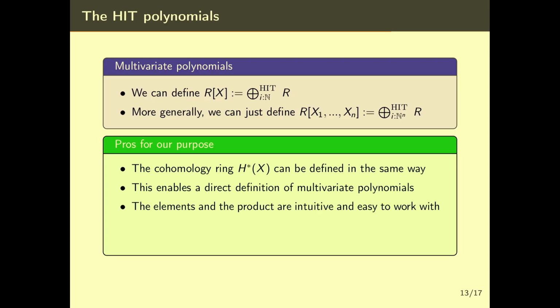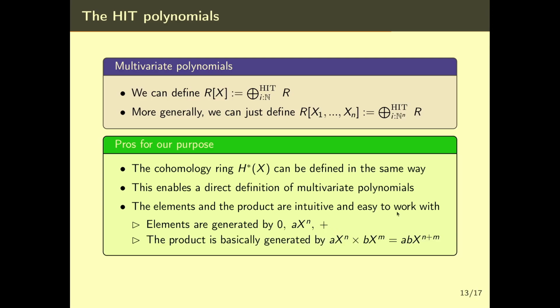And it's really practical. Elements and product are intuitive. The elements are basically 0, a x power n, which is base. It's how you think about it in mathematics, and a plus. And the product is just basically generated by the usual law of a ring and the usual multiplication over the powers. And so basically we find something that is perfect for our purpose. Now we have something that gives us a good definition of cohomology ring, a good definition of multivariate polynomials, and a good definition of the product.